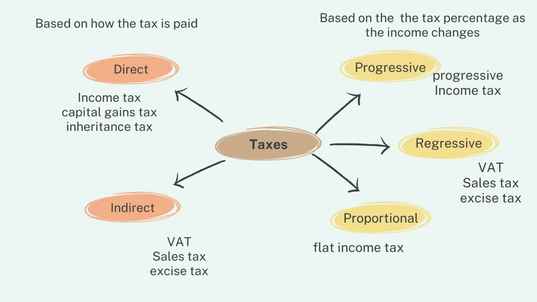Then we divided the taxes based on the tax percentage as the income changes. Progressive tax is where as the income increases, the tax percentage also increases. For examples, progressive income tax. Regressive tax is where as the income increases, the tax rate decreases, and vice versa. For examples, VAT, sales tax and excise tax. Proportional tax is where the tax rate is flat for everyone. For examples, flat income tax.